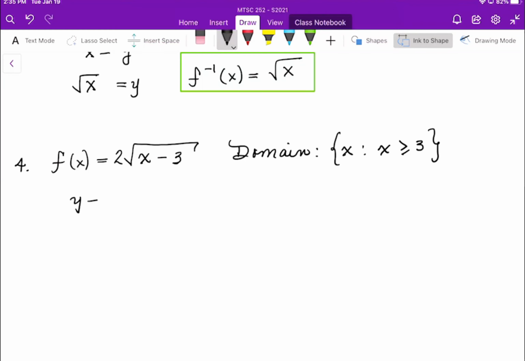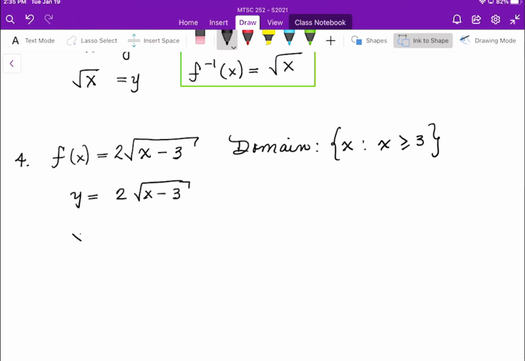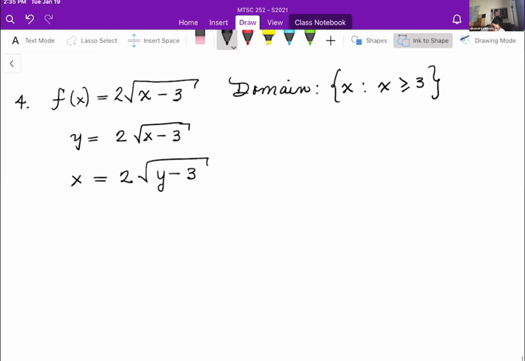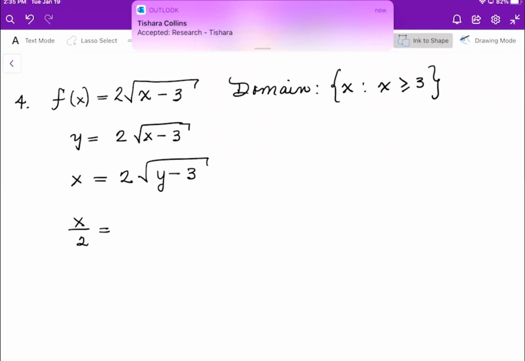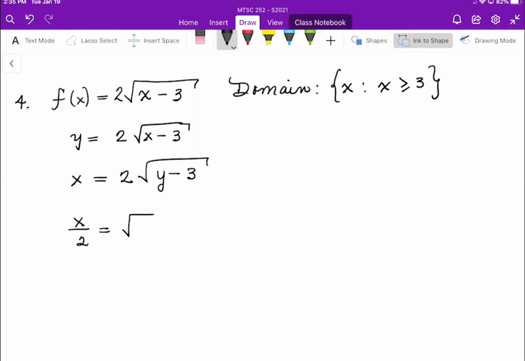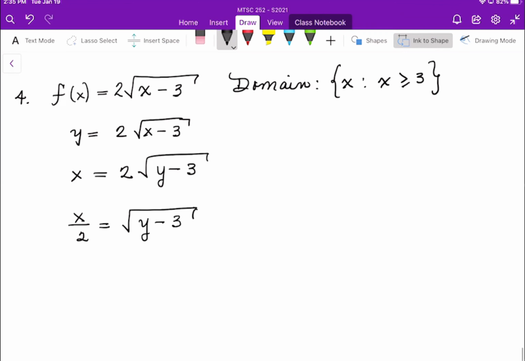Okay, so y is equal to 2 times the square root of x minus 3. Switch x and y, so I get x is equal to 2 times the square root of y minus 3. So I'm going to divide both sides by 2 and get x over 2 is the square root of y minus 3. Okay, what do I do next?